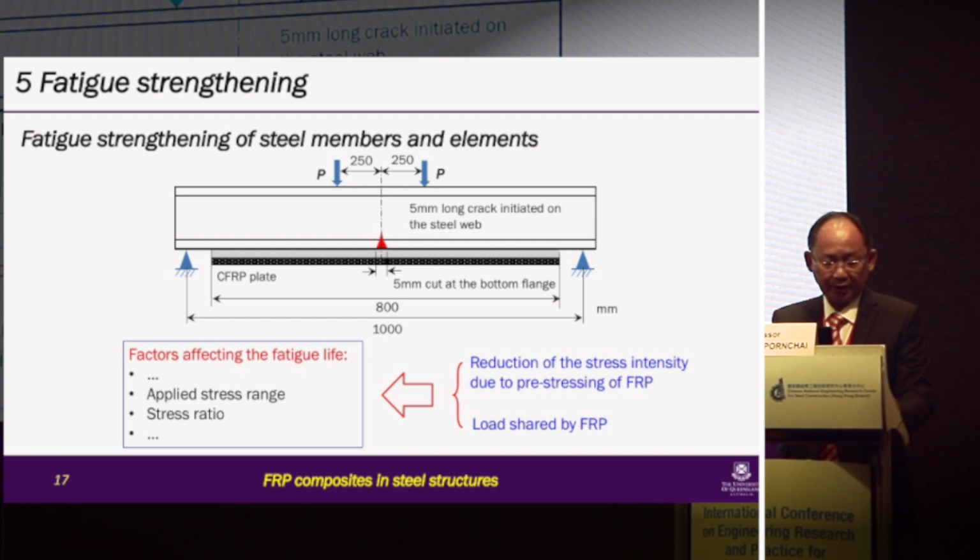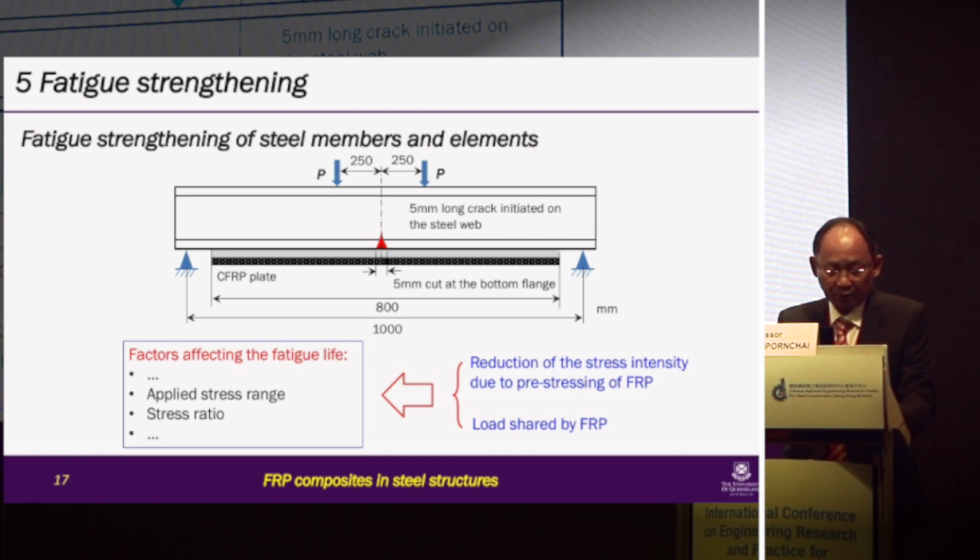Now, fatigue strengthening. Fatigue strengthening is one of the most advantageous aspects of strengthening of steel structures using FRP, since no welding or bolting is required. Fatigue performance tends to be very good. It has been shown that by applying pre-stressing on the FRP plate, you can reduce the stress concentration at the crack tip of the steel plate, hence increasing the fatigue performance.